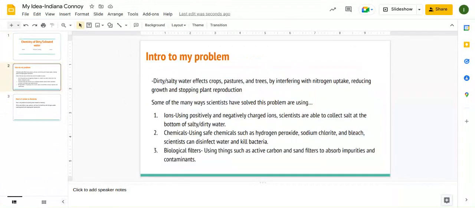An intro to my problem: dirty water affects crops, pastures, and trees by interfering with their nitrogen uptake, reducing growth, and stopping plant reproduction.